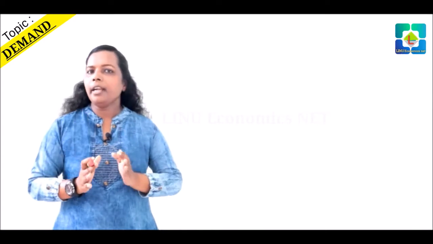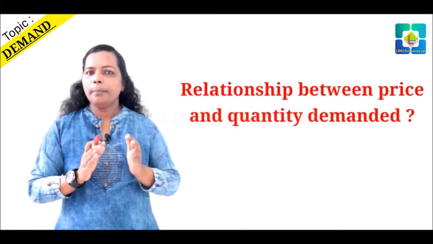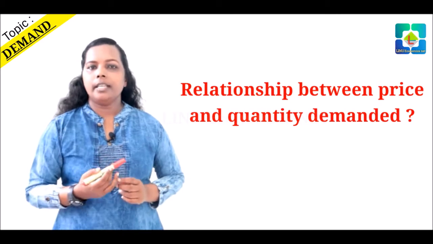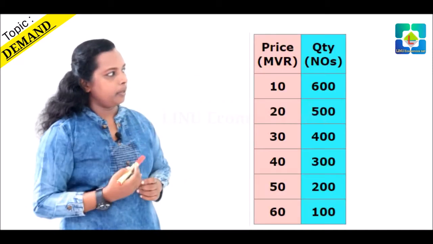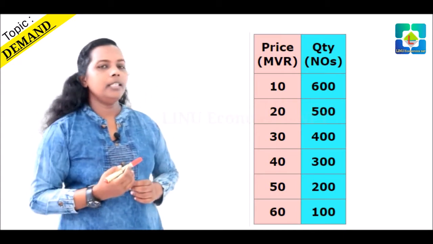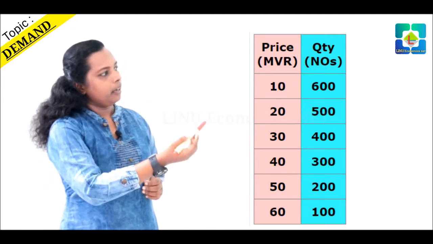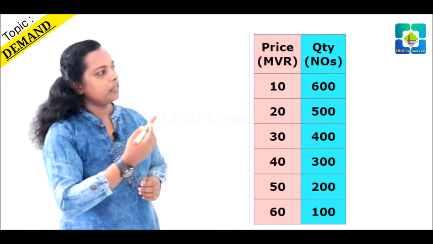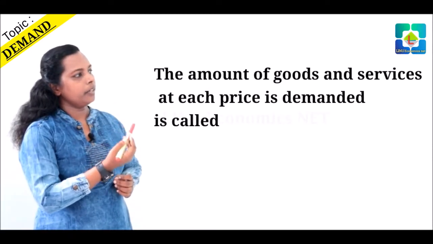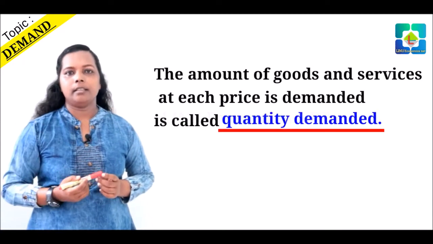We know to buy a product we need to pay the price. So what is the relationship between the price and quantity demanded? Let's check one example. Please look at this table. Here, the first column denotes price and second one quantity demanded. And different prices are written here, and according to the price, how much the consumer is buying the product. The amount of goods and services at each price is demanded is called quantity demanded.